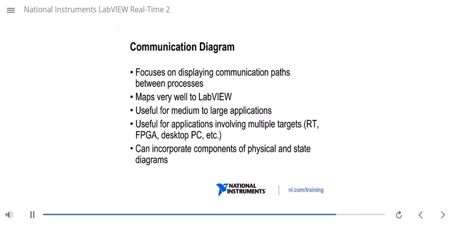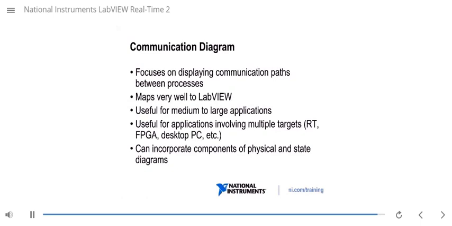I find it's also very useful for applications that have multiple targets. So a real-time system, an FPGA, a desktop PC, perhaps multiple desktop PCs, a data storage server sitting off on your network. Any of these different pieces can be represented on these communication diagrams. In addition, you can also incorporate some components of physical and state diagram information within the communication diagram. And that way you can consolidate that information in an easy to digest format.